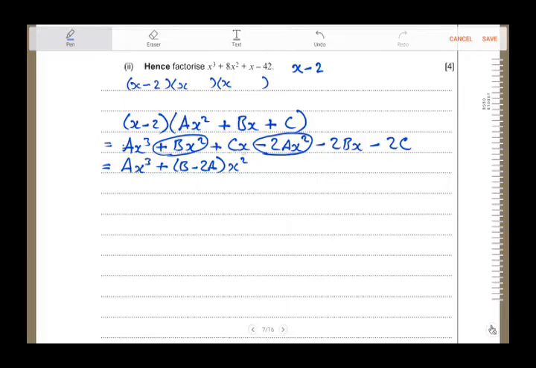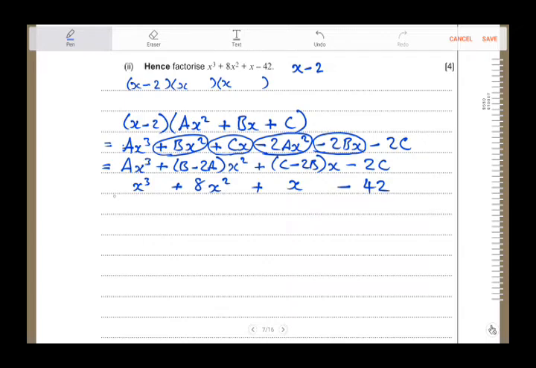The same with the x term. We have an x term there and an x term here. So that cx minus 2bx will be c minus 2b, times x. And then we just have minus 2c left on the end. Right, now this is where we do something called comparing coefficients. So underneath our expanded answer, we write down the original cubic expression. So we have x cubed plus 8x squared plus x minus 42.